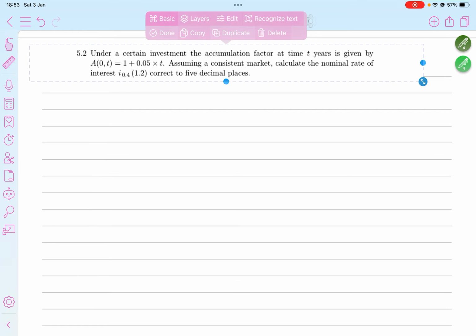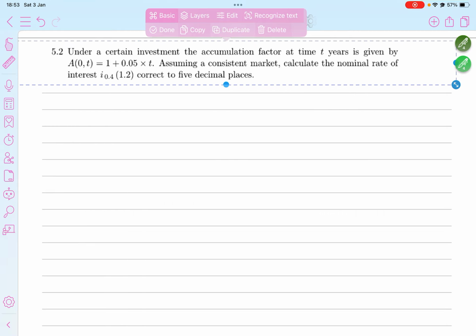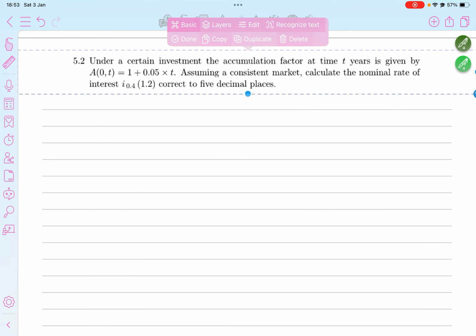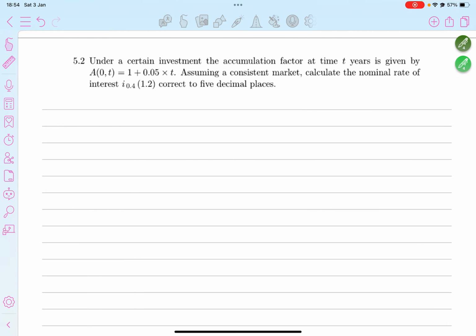Okay, so we have the accumulation equation of 0.04. So remember, this is simple interest. So 0.4. It starts at t 1.2, and then ends at 1.6, because this means it's 0.4 away, and that's 0.4.